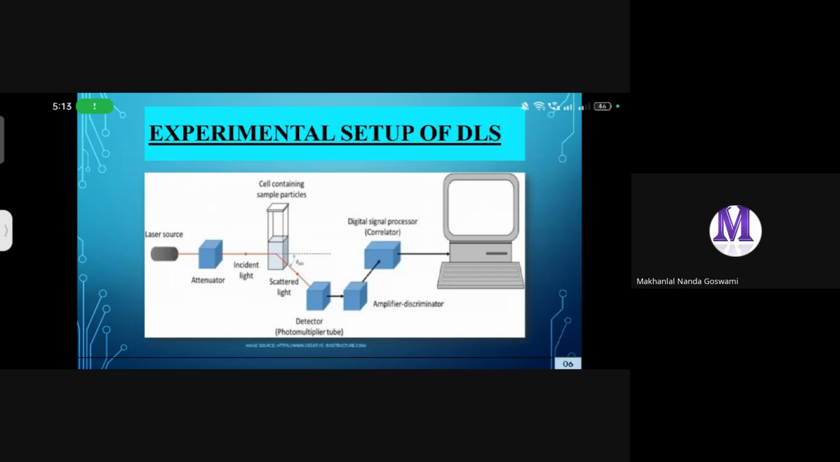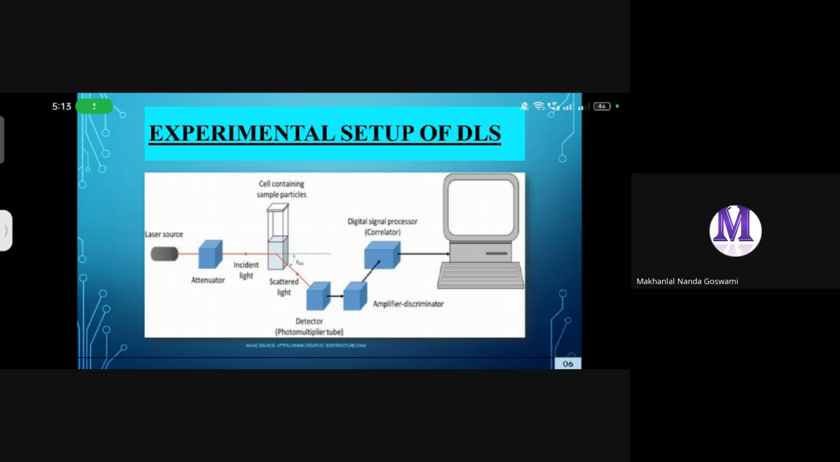This correlator analyzes the time-dependent fluctuation in the intensity of the scattered light. This fluctuation happens because of the random motion of the particles. So by calculating the correlation of this intensity variation over time, the instrument determines the diffusion rate of the particles. The diffusion rate is directly related to the size of the particles in the sample.